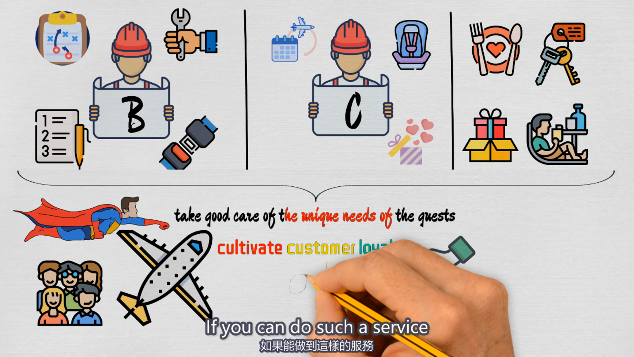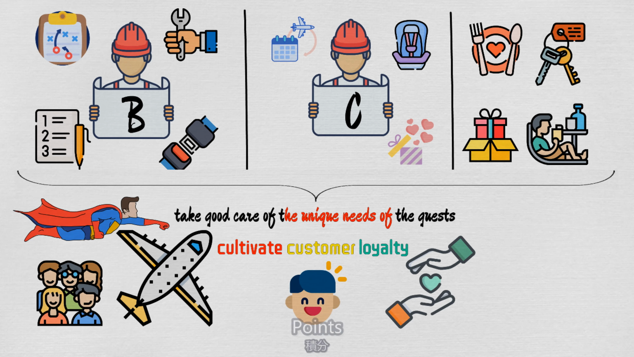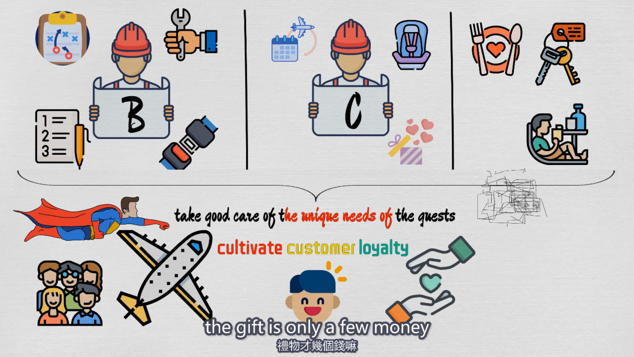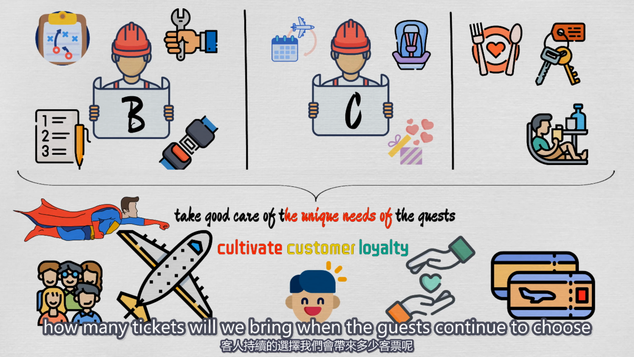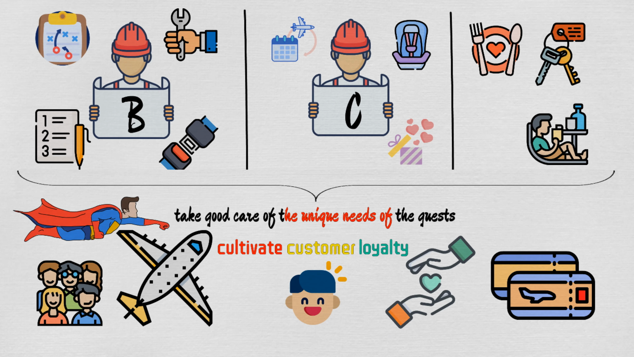If you can do such a service, that guest is satisfied. Points and gifts are only a few dollars, but how many tickets will we bring when the guests continue to choose us? This account is also very worth calculating, and as the saying goes, you can only suffer losses before your eyes, you cannot suffer long-term losses. This is also the truth.